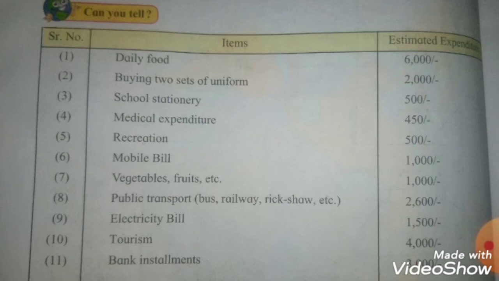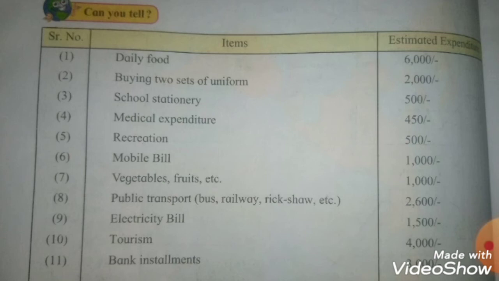Okay, electric bill, 1500, so we can reduce. We will switch off our TV and our fan if not needed. So we will not run home appliances unnecessarily, and we can reduce our electricity bill also.